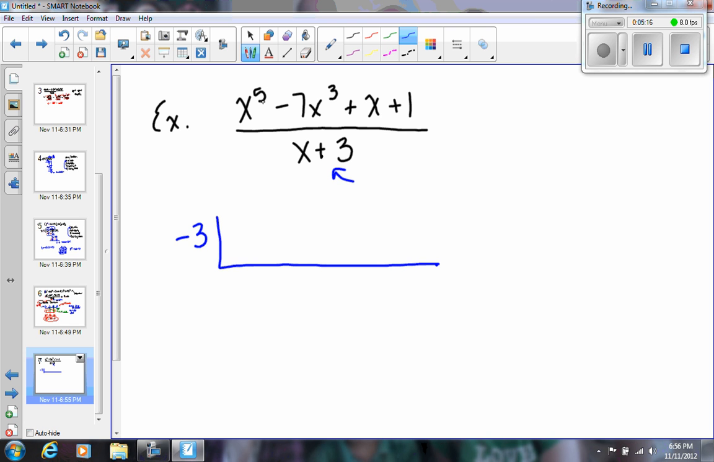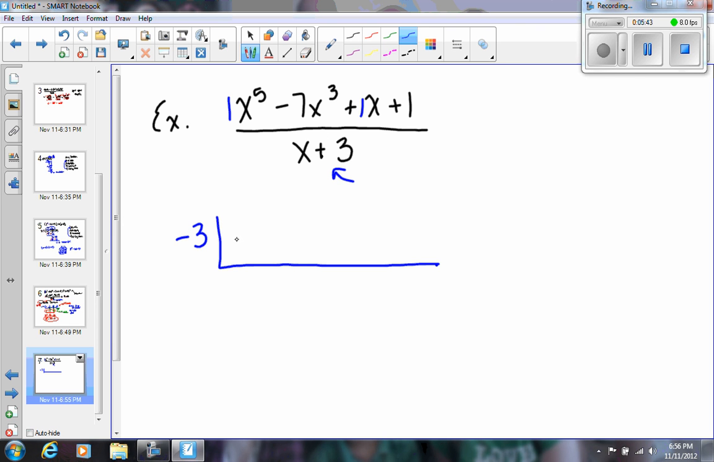The highest power is to the 5th power, and notice again there's a 1 here. I can think of it being a 1 here. But something else I want you to notice: there's nothing for the x to the 4th. So it's like I have 0x to the 4th. And then I have negative 7x cubed. And I don't have an x squared. I have 0x squared. So I have to fill those spots in to hold the place value, just like I would if I was dividing with regular numbers.